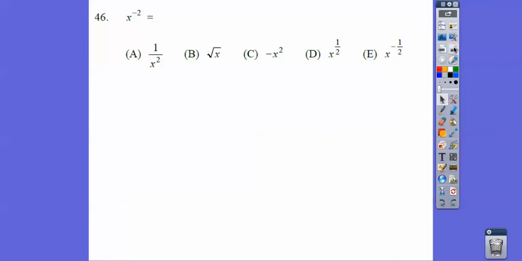All right, negative exponents, they go in the denominator and they become a positive exponent. So it's 1 over x squared, okay?